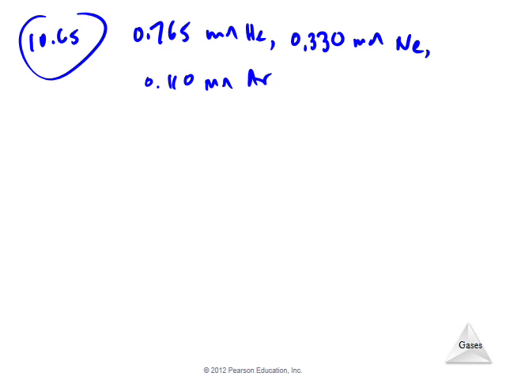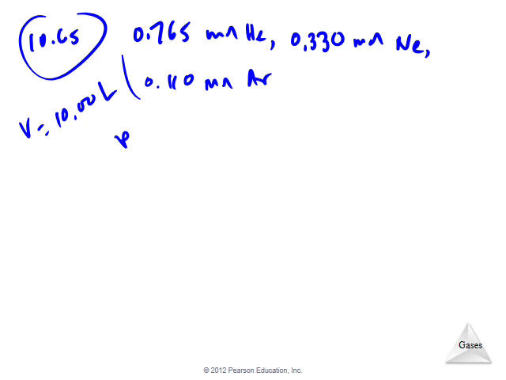So the volume is 10.00 liter. Calculate the partial pressure for each of the gases in the mixture and calculate the total pressure of the mixture. So they're asking for the partial pressure of each of these gases. I can show you how we can do that.